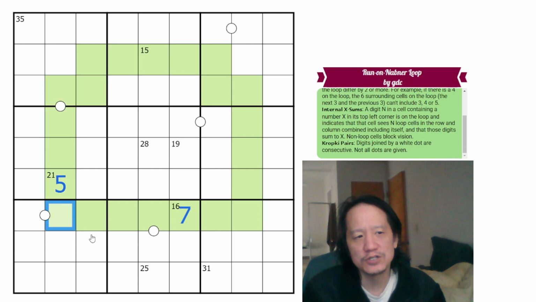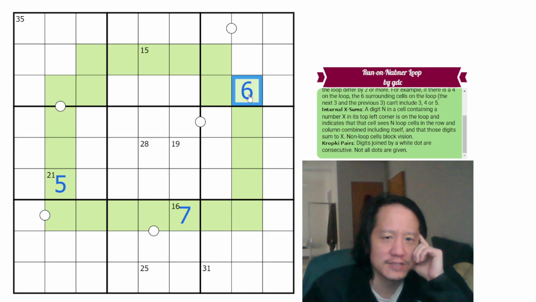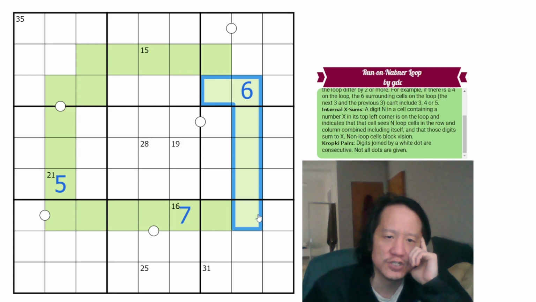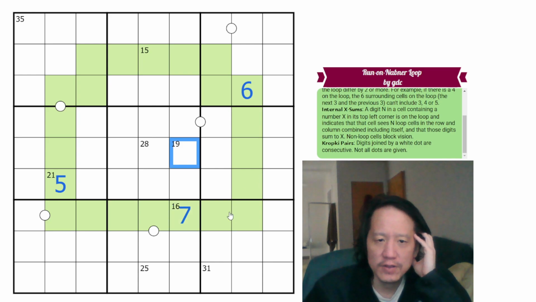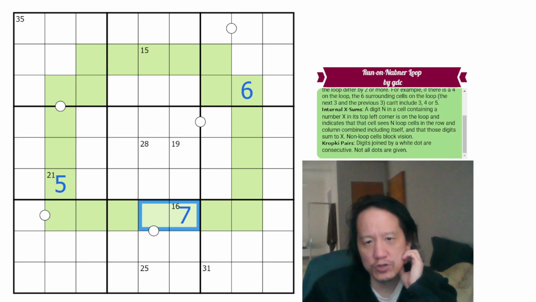Say this were actually a cell that had this internal xsum, then this would see, well, let's use this one. This would see 1, 2, 3, 4, 5, 6. So if that were an internal xsum, this would see 6 digits, and it adds up to the number in the upper left corner of the cell. The digits that add up. So that's how internal xsums work.